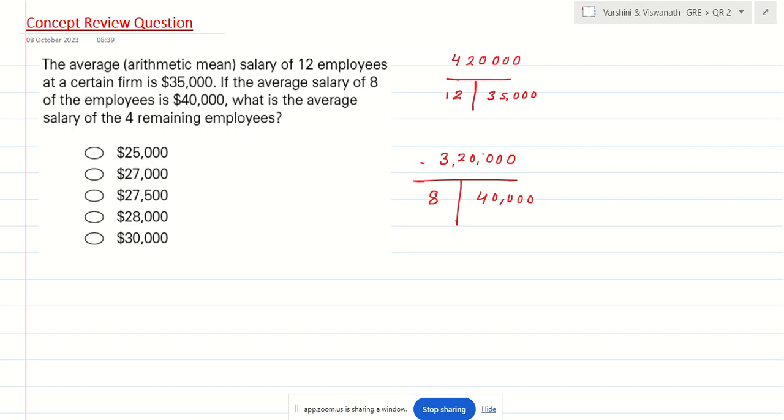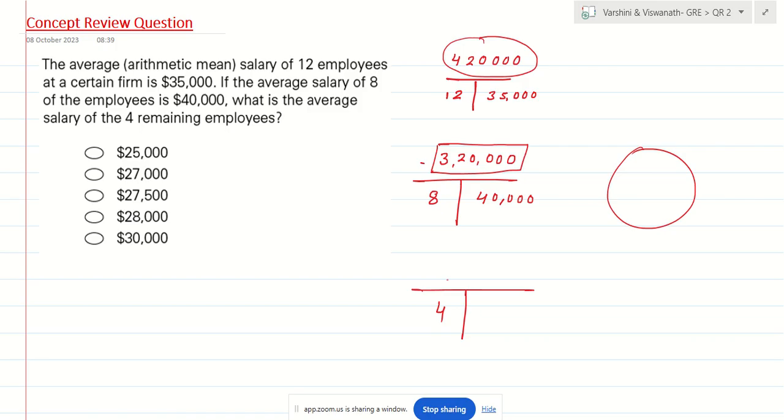So what is the question? The remaining. Remaining means how much is left out? This is the summation. Out of the total summation, how much do we have here? This much. Subtract. Correct. 1 lakh, no? That's all. Divide, and we will get the average of the remaining, 25,000.